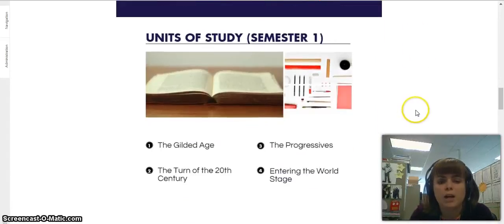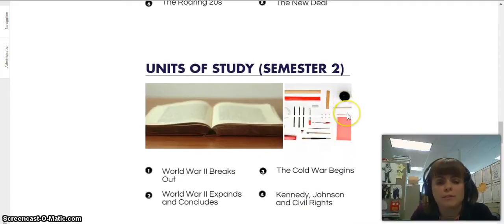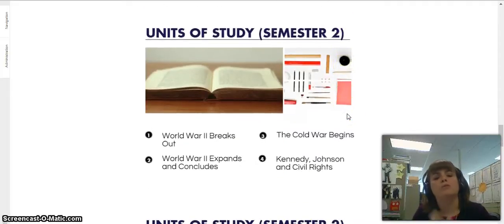In the first semester, we will study the first 8 units, and that's going to be the Gilded Age, the turn of the 20th century, the progressives, entering the world stage, World War I, the Roaring Twenties, the Depression begins, and then the New Deal. We will have a post-test at the end of semester 1, because you do technically switch over to a new class at that time.